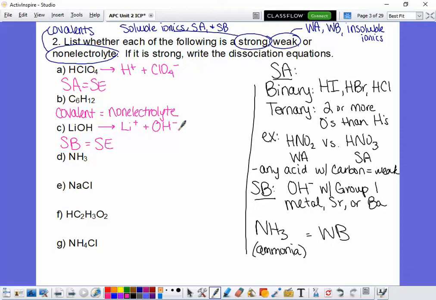All right, NH3. What is NH3? Well, what is the name of that? Ammonia, which I said make sure you recognize, because that is a weak base. Weak base, which makes it a weak electrolyte. So technically, this says if it's strong, write the dissociation equations, so you don't have to write this one. But let me give you a little preview of what we're going to be doing in a later unit. Write it in green.